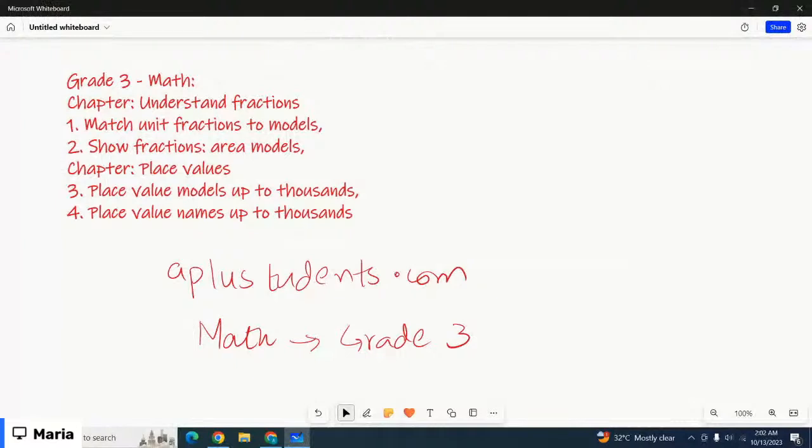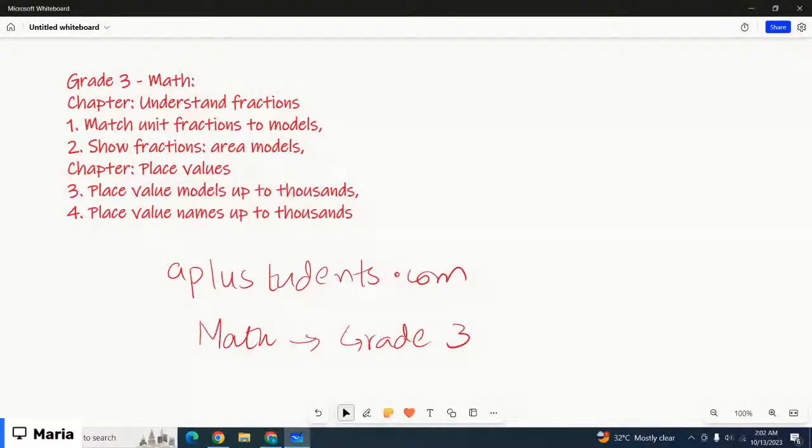We're going to start with the chapter understand fractions. The lessons are match unit fractions to models, show fractions area models. Then we're going to start the new chapter, that is place values. And the lessons we're going to cover are place value models up to 1000, place value names up to 1000. So let's just start with the chapter understand fractions.